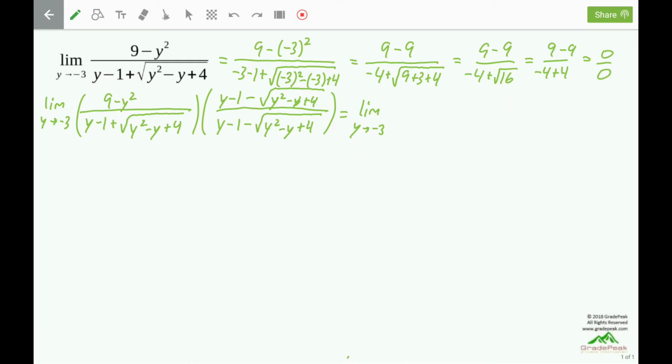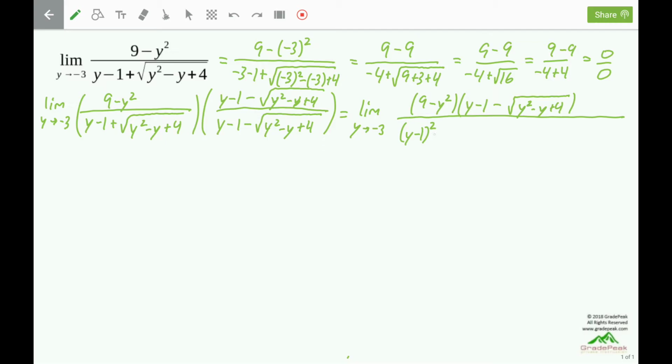In the numerator, we do not have a conjugate pair, so we're going to keep that factored. We're not going to actually FOIL that out. In the denominator, we do have a conjugate pair, so we will FOIL that out. First, y minus 1 times a y minus 1. We can treat those as one term and just say y minus 1 squared.